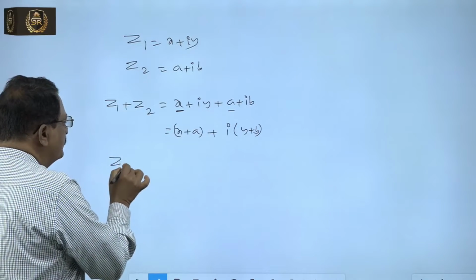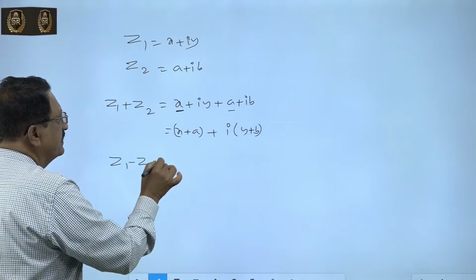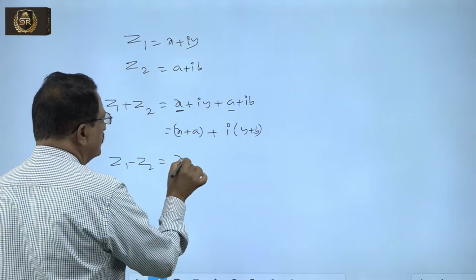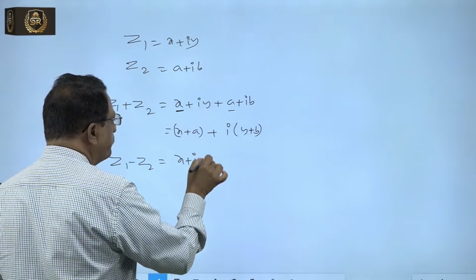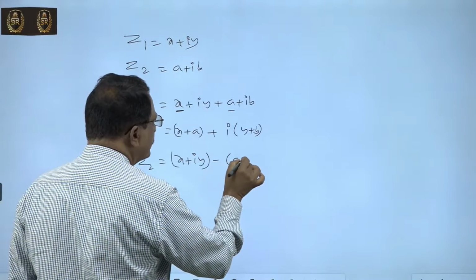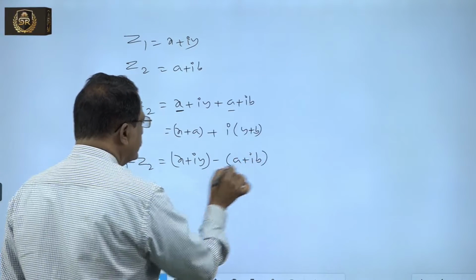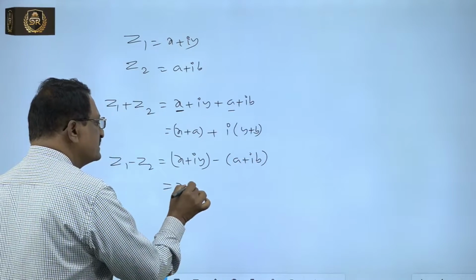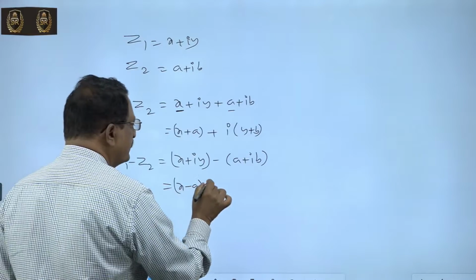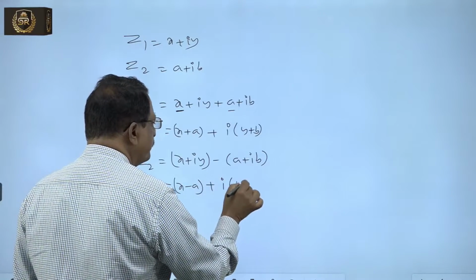Similarly z1 minus z2 equals x plus iy minus of a plus ib, that equals x minus a plus i of y minus b.